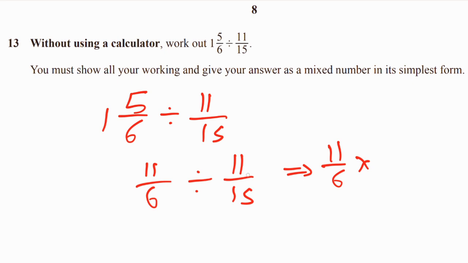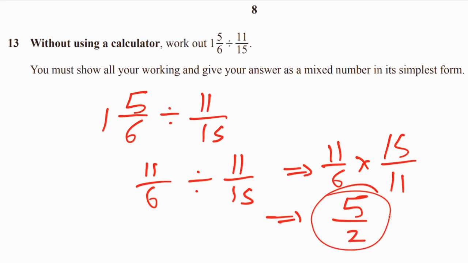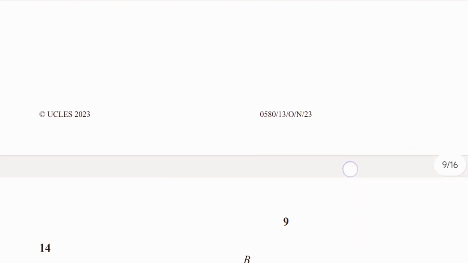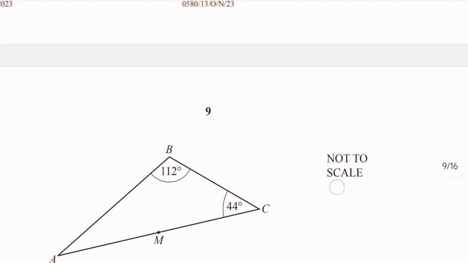If a number is used after division, just use its reciprocal. So it is what? 15 over 11. 11 cancel. So 3 5 times and 3 2 times. Our answer is 5 over 2, and in decimal you could just use 2.5 also. So this is our answer. Done. Next question. Our paper is very easy.